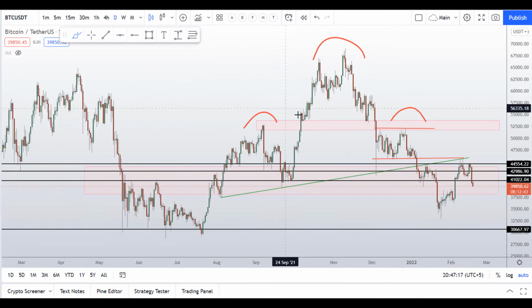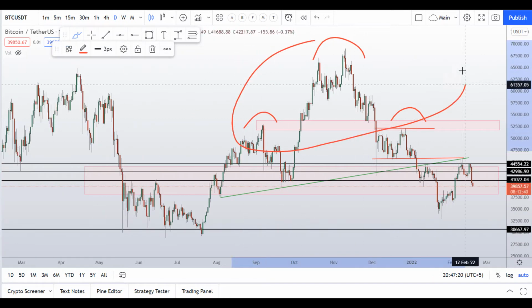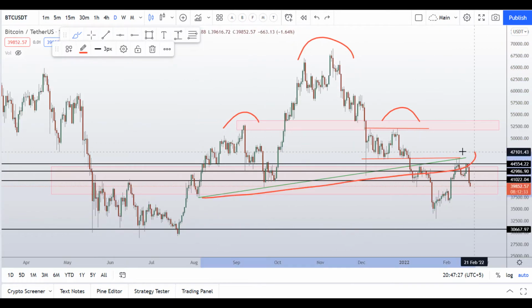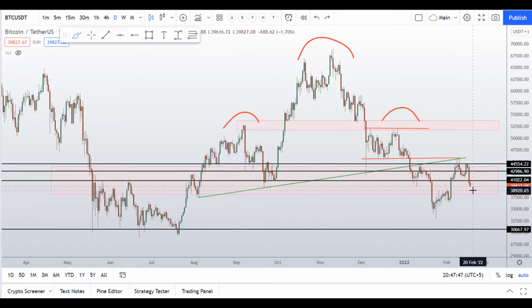We can see this head and shoulder pattern is still in play, and we were retesting the back of the neckline of this head and shoulder, and right after this testing here at around $46,000 level, we saw a dump here in the Bitcoin, and that is what I expected.